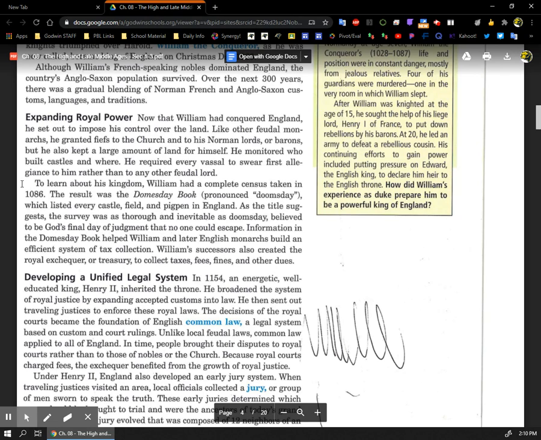To learn about his kingdom, William had a complete census taken in 1086. The result was the Domesday Book, pronounced Doomsday, which listed every castle, field, and pig pen of England. As the title suggests, the survey was as thorough and inevitable as Doomsday, believed to be God's final day of judgment that no one could escape. Information in the Domesday Book helped William and later English monarchs build an efficient system of tax collection. William's successor also created the Royal Exchequer, or treasury, to collect taxes, fees, fines, and other dues.